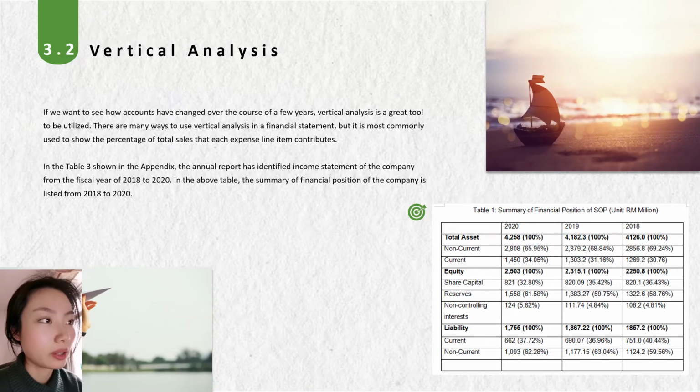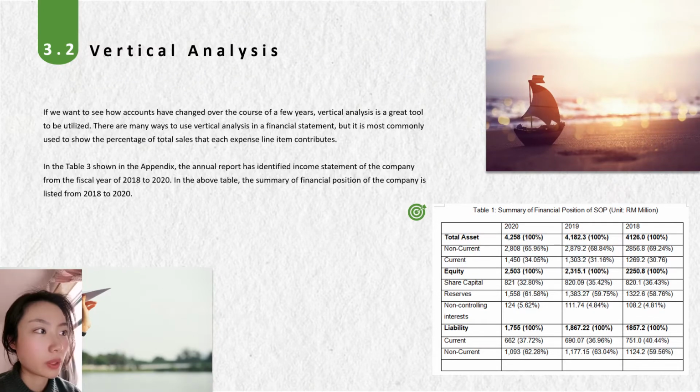In 2020, the non-current asset dropped to 65.95%, whereas the current asset occupied increasingly 34.05% of the total asset. In the aspects of the equity, the reserves have 61.58% followed by share capital, 32.80%, and 5.62% of non-controlling interests. Lastly, the liability is comprised of currents and non-currents, which respectively have 37.72% increased and 62.28% decreased of the total liability in this particular fiscal year.